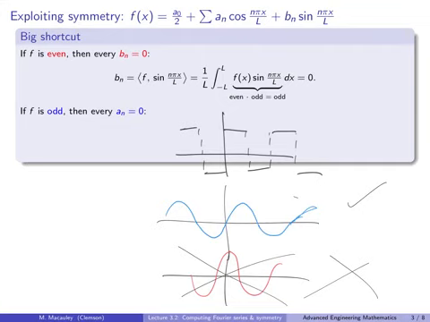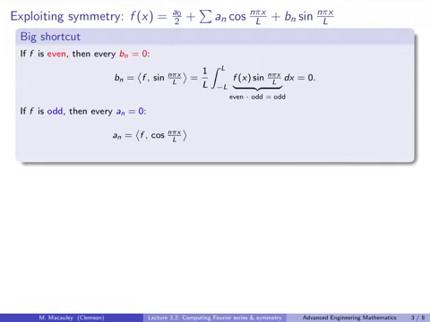Hopefully that is also pictorially clear. Here's the algebraic reason. an is by definition the inner product of f and the cosine term, which is 1 over L times the integral from negative L to L of f times cosine. And if f is an odd function, then f times cosine is an odd times an even, which is an odd. And once again, we're integrating an odd function from negative L to L.